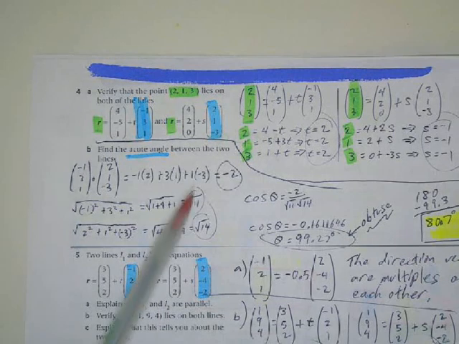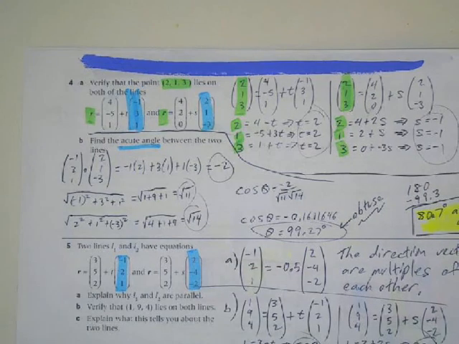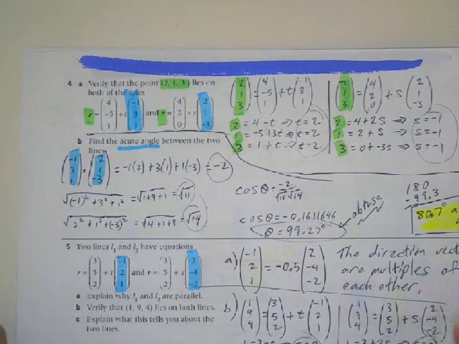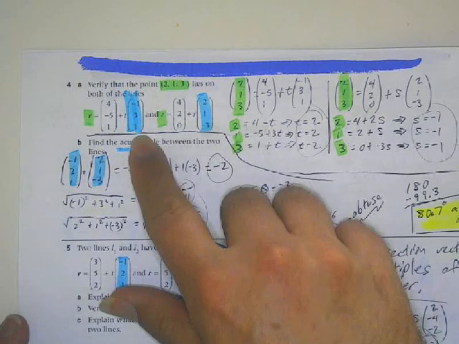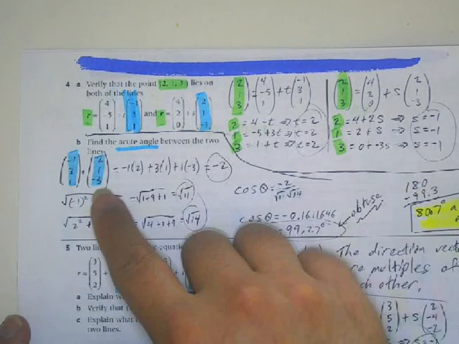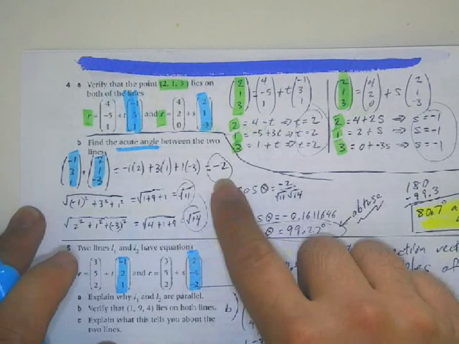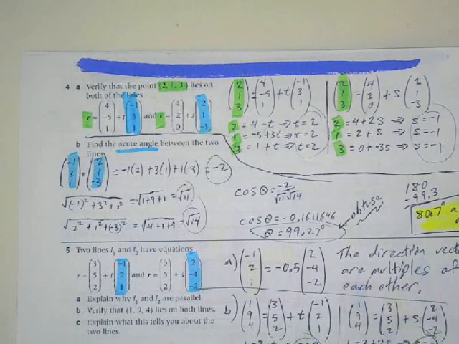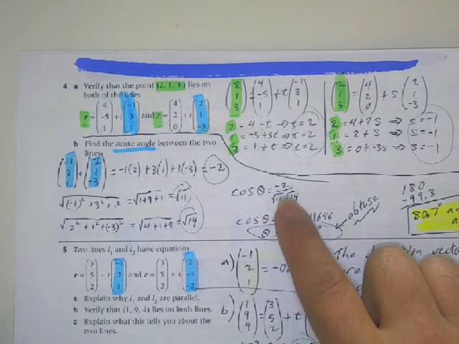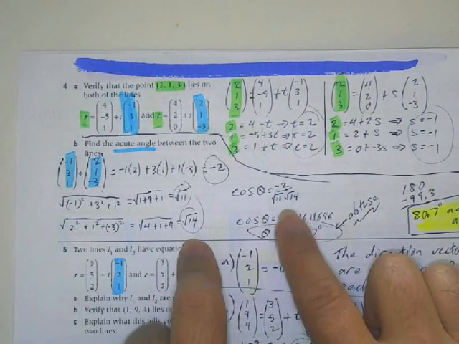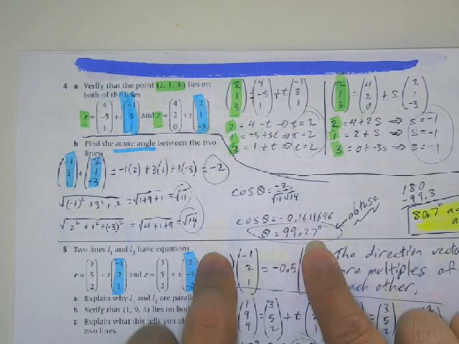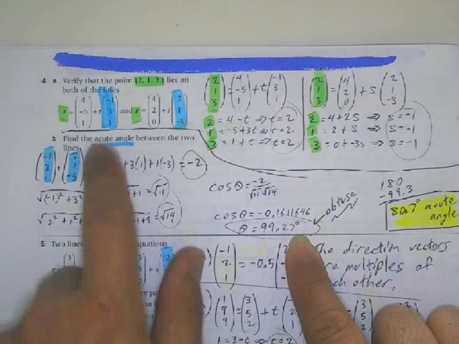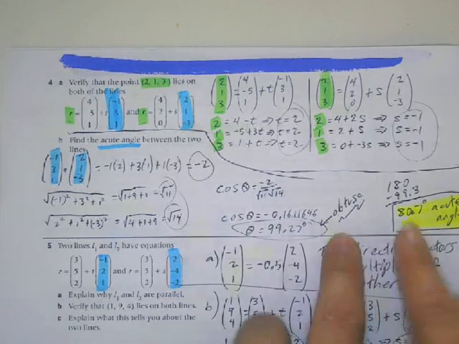Find the acute angle between the two lines. Once again, if we're going to find the angle between two lines, I have to use the direction vectors only. So negative 1, 3, 1 and 2, 1, negative 3. I'm using my direction vectors only to find my dot product. Then I find the magnitude of each vector, and now I can write cosine theta equals this value divided by the square root of 11 times the square root of 14, and then we get this. We know this is greater than 90, it's obtuse. And it says find the acute angle. So I have to do 180 minus this value, and there is my acute angle.